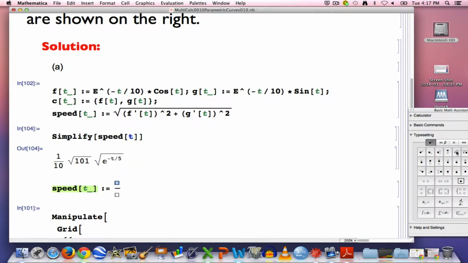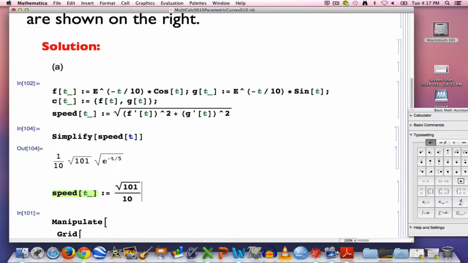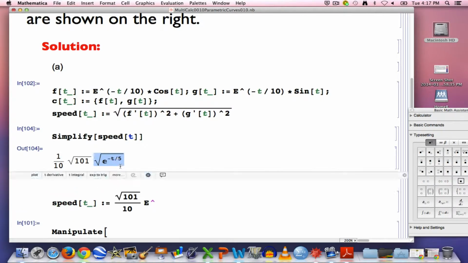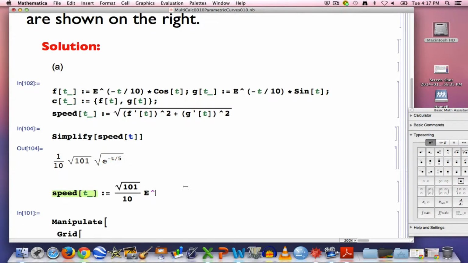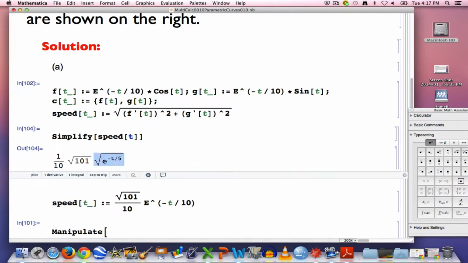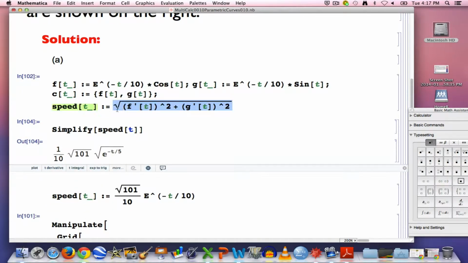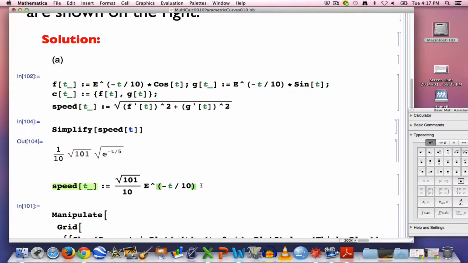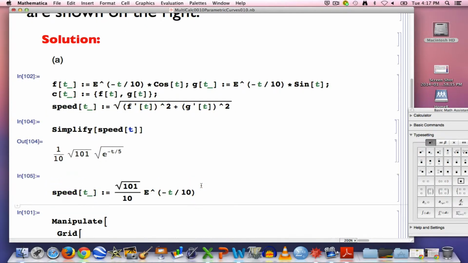First of all, as a fraction, the square root of 101 over 10. And secondly, a more traditional way to write the square root of e to the negative t over 5 would be to write it as e to the negative t over 10, because when you take the square root, that's like raising it to the 1/2 power, and you'd multiply the 1/2 times negative t over 5 to get negative t over 10. So I'm not quite sure why Mathematica did that, maybe because of the square root here, but this would be the more common way to write this. And I'll go ahead and enter it this way as is.